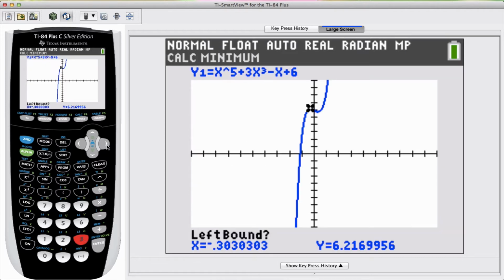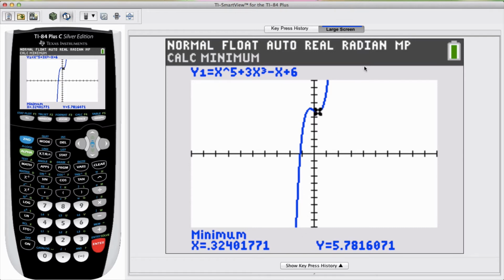And then I'm going to go ahead and repeat the process for what looks like it could be a minimum value. So I'm going to scroll to the right and press enter, and then scroll to the right even further and press enter and put in my guess. And it tells me that there is a minimum at 0.324, comma, 5.782.